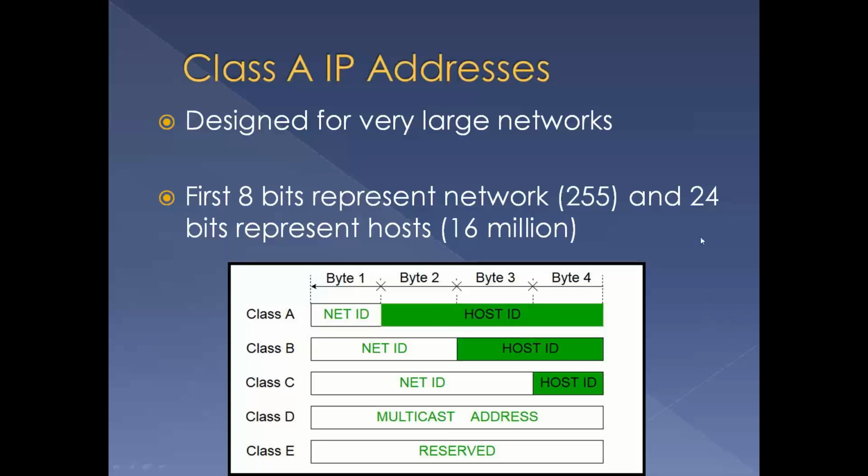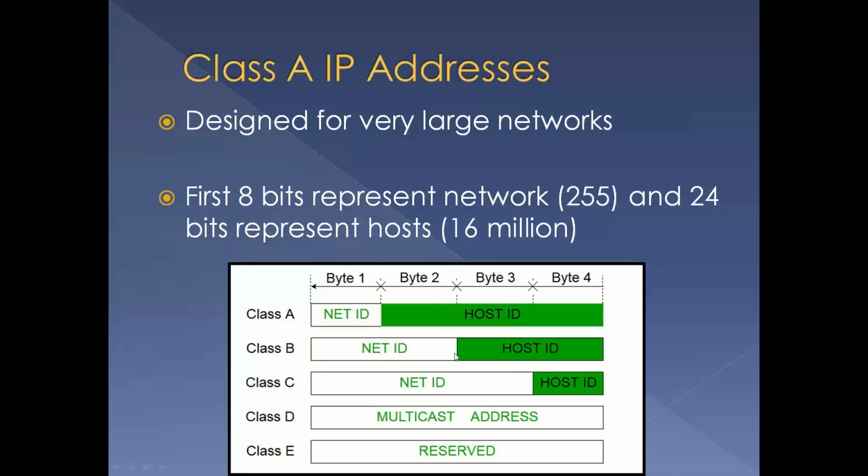Class A IP addresses are designed for very large networks. The first 8 bits represent the network, the 255, and 24 bits represent hosts. So let's see if we can understand this. In a Class A, this first byte ranges from 0 to 255. That means that there can be 255 networks. And the 24 bits, that's the remainder here, represents how many hosts can be on any particular network. In this case, 16 million. It's actually 16.3 million, I believe.